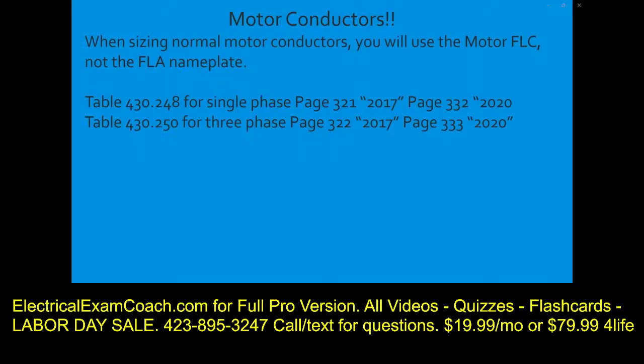So if the question stated a 7.5 horsepower motor on three-phase with 230 volts, you would go over and select an FLC of 22 amps. And if it said a 7.5 horsepower motor for 208 volts, you would go over and tee off and find out that it has an FLC of 24.2 amps.